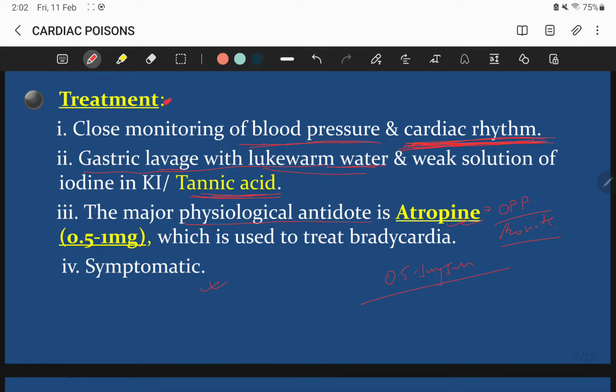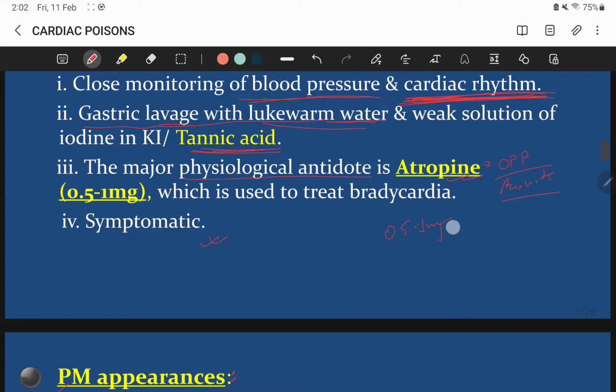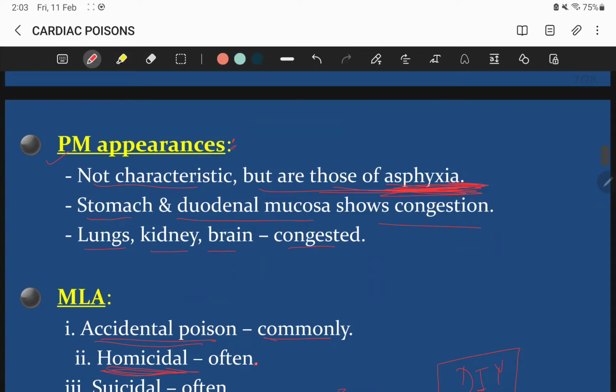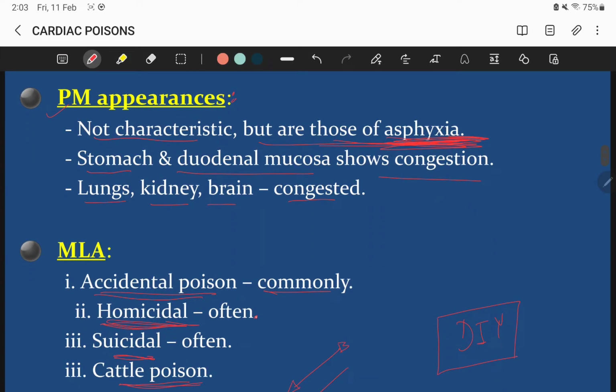Okay, so we do that, and then IV. Okay, and then it is used to treat bradycardia, and others are symptomatic. Okay, so what are the postmortem appearances? There is no characteristic feature for aconite poisoning, but you can see the features of asphyxia. Okay, so you will read about that as well.